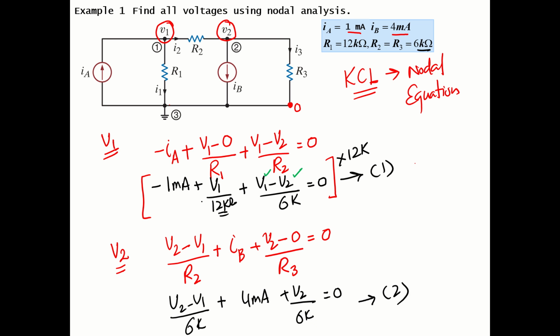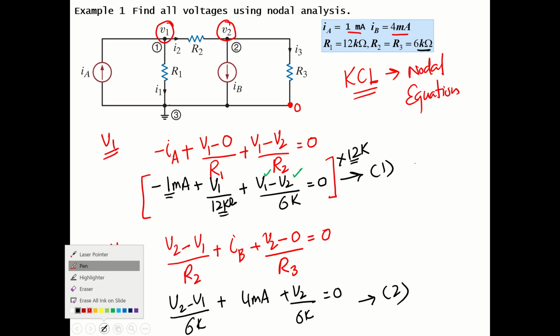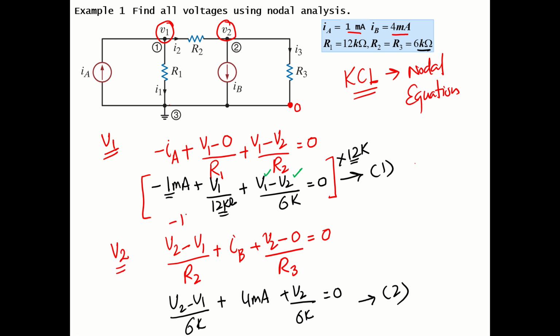So if we multiply this whole equation with 12k, minus 1 multiplied by 12 will be minus 12. Then this is kilo and this is milli, so that will be cancelled out. Then we have plus V1. Now this is multiplied by 12 and divided by 12, so it will be cancelled out, and we have V1.